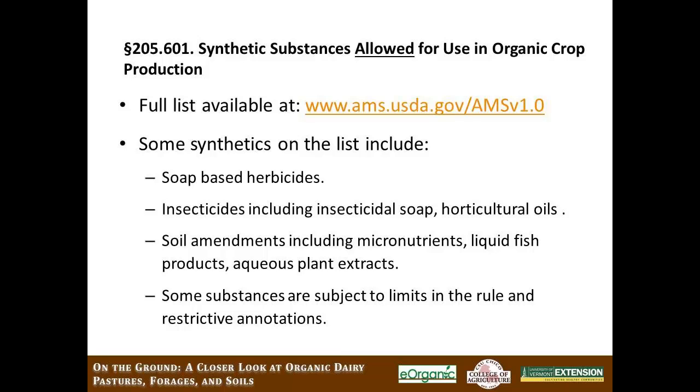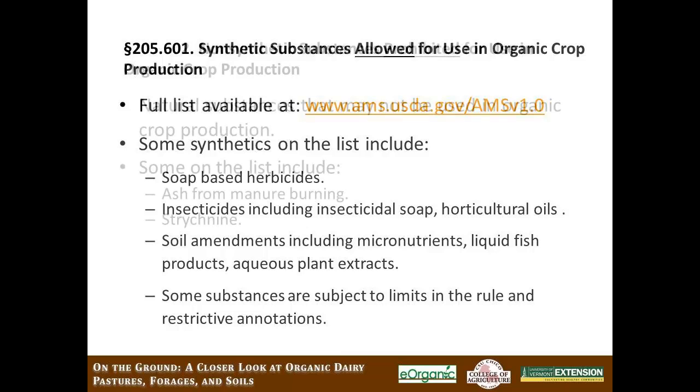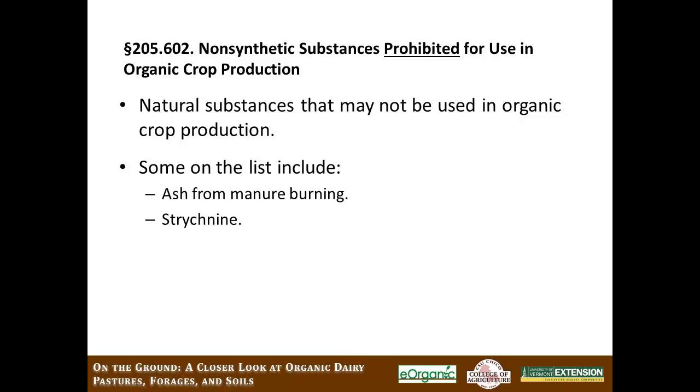And it's important to note that some of these materials are subject to additional restrictions that are described on the national list. So now we'll look at 205.602, which is the non-synthetics that are prohibited for use in organic crop production. And so these are natural materials, but they cannot be used in crop production. And just two examples of what's on that list is you can't use ash from manure which has been burned, and you can't use strychnine. And there's several other materials on that part of the prohibited list.